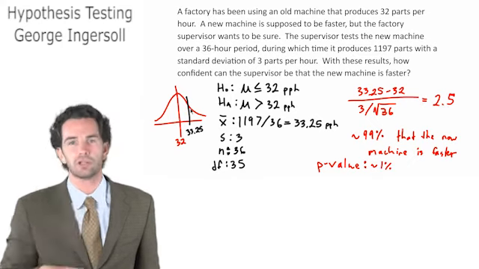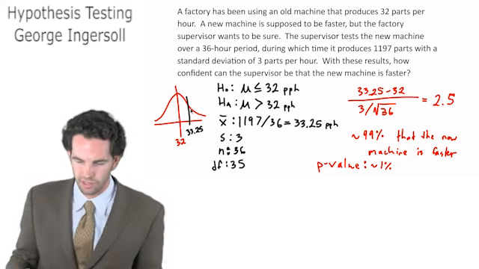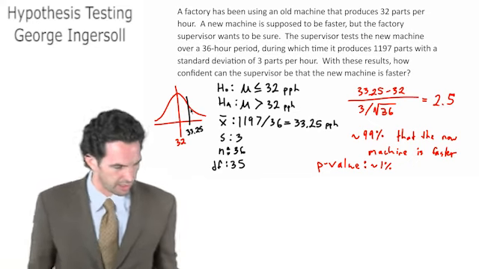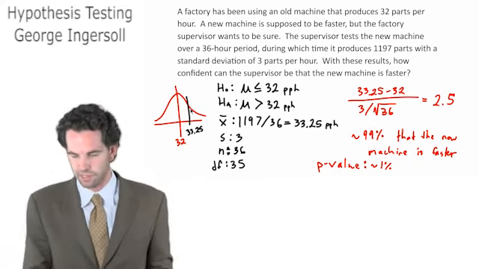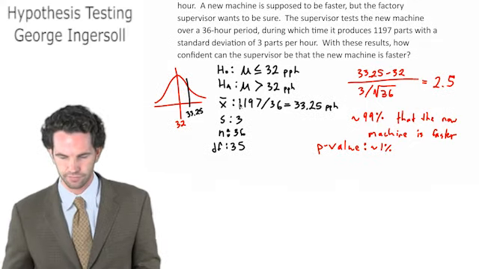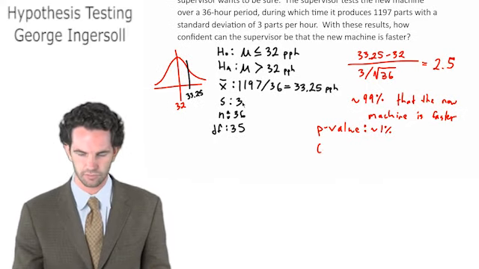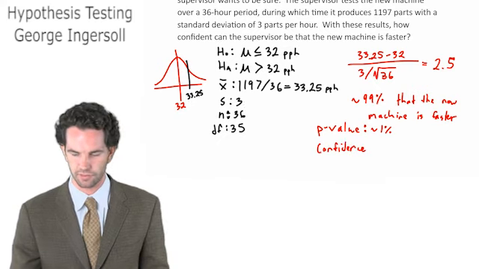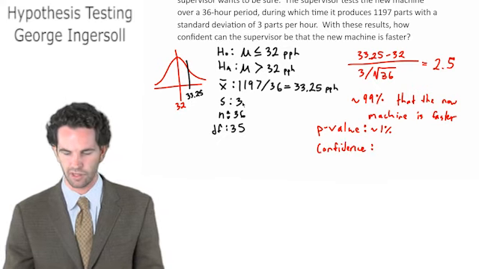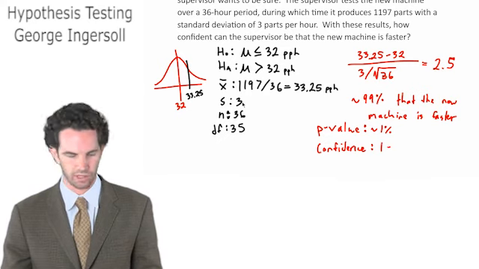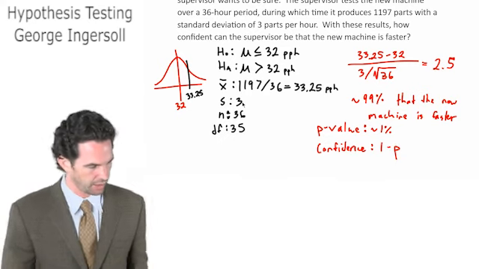And the p-value can be translated into a certain confidence. So sort of 1 minus the p-value is your confidence in rejecting the null hypothesis. Confidence in rejecting the null hypothesis is 1 minus p-value.